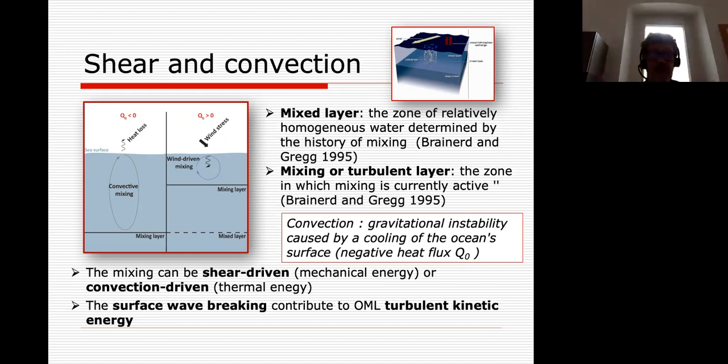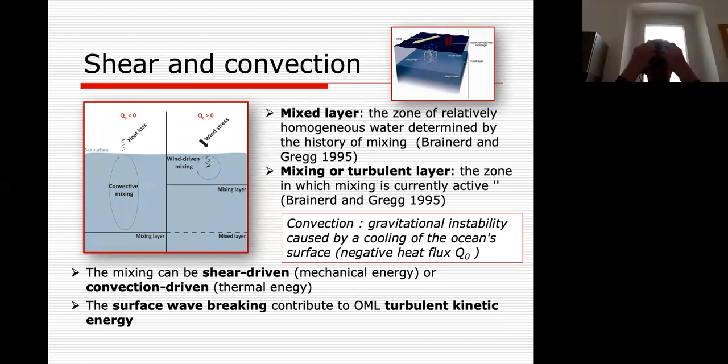Ocean interior has no direct connection with the atmosphere. Only through the ocean mixed layer this happens. So the dynamics of the mixed layer, in a way or the other, on the long run, is also connected to what will happen in the ocean interior.